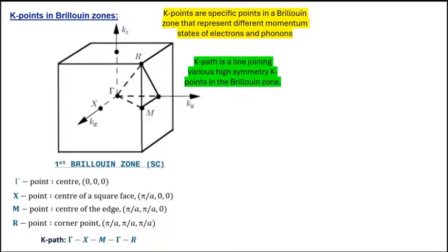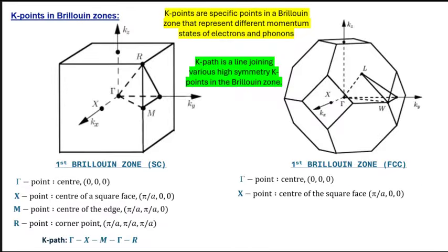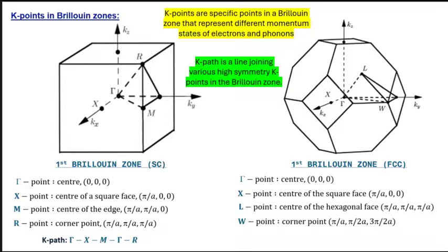Now if you move on to an FCC crystal, the Brillouin zone is a bit complex as compared to a simple cubic. The first Brillouin zone of an FCC lattice has the shape of a truncated octahedron, and some of its high symmetry K points are the gamma point, which lies at the center of this Brillouin zone, then X, which lies at the center of the square face, then L, which lies at the center of a hexagonal face of the Brillouin zone, then W, which lies at the corner point of the Brillouin zone.